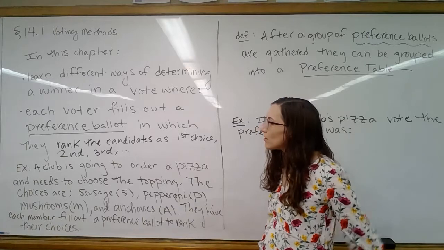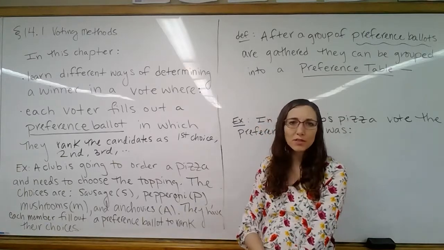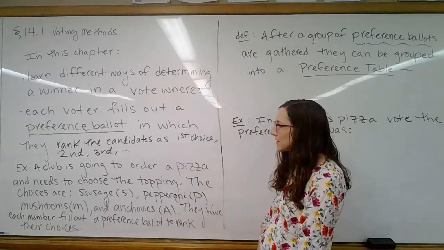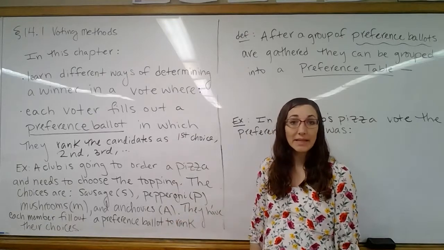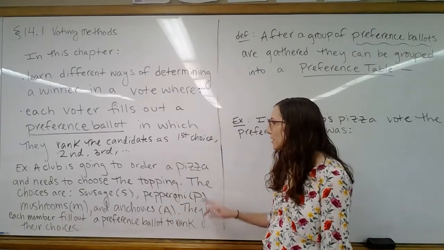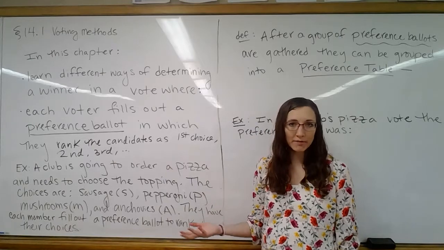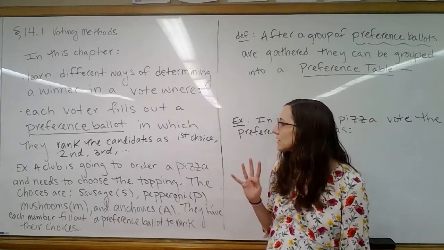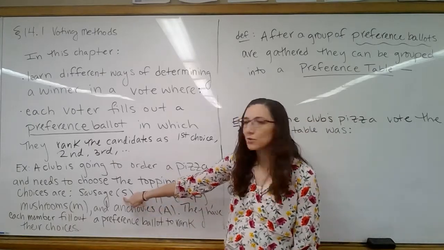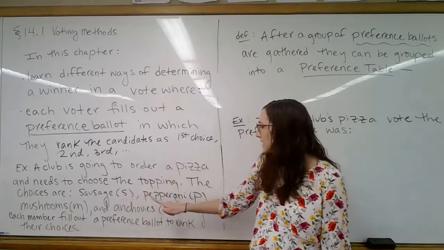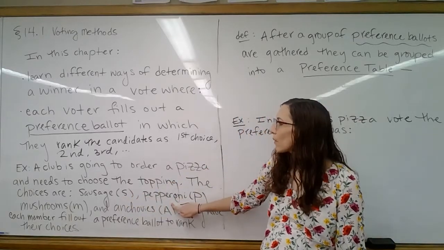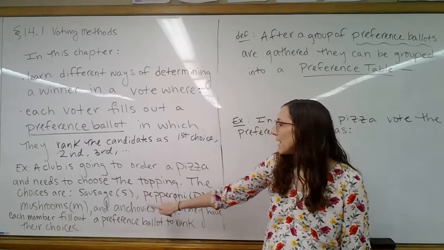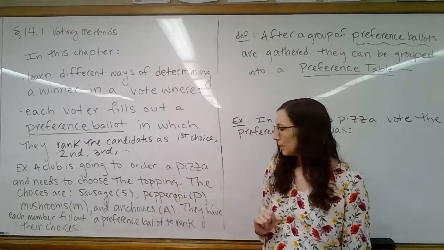So we are going to use an example to help us out here in the beginning. The example we're going to use for most of learning these methods is a club that is going to order a pizza. They put it up to the members to choose the topping of the pizza. They give them 4 different choices: sausage, which I'm going to represent with an S, pepperoni, which I'll represent with a P, mushrooms, an M, and anchovies, an A.